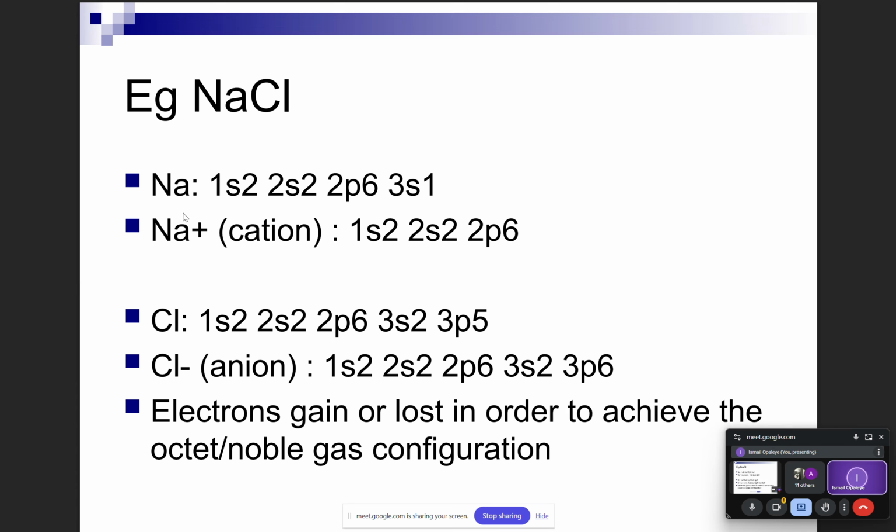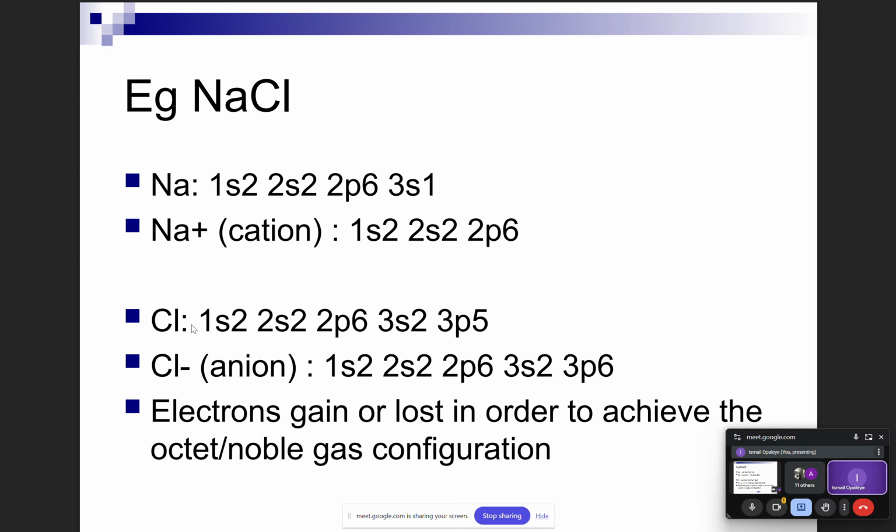The electron configuration there is 1s2, 2s2, 2p6, 3s1. So that's a total of 2 plus 2 plus 6 plus 1, which is 11 electrons, with one valence electron here. The sodium ion, a cation, is formed just when this single electron is given off. When this one is given off, then you have 1s2, 2s2, 2p6.